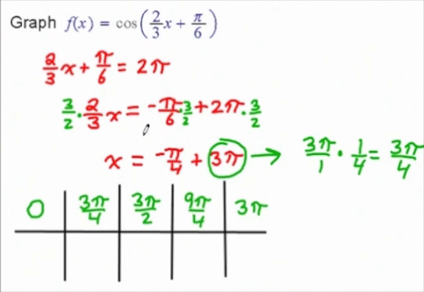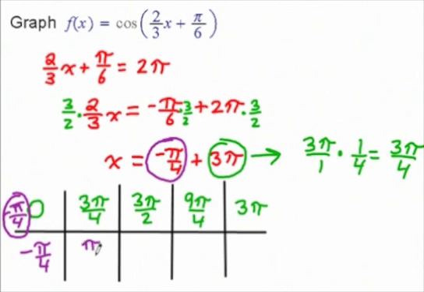Now I'm going to take care of the subtraction part, so I'm going to take away pi over 4 from each one of these. So subtract pi over 4 from each one of these numbers up here. Alright, so 0 minus pi over 4 is going to be negative pi over 4. 3 pi over 4 minus pi over 4 is going to give us 2 pi over 4, better known as pi over 2. 3 pi over 2 is the same thing as 6 pi over 4, minus that will be 5 pi over 4.